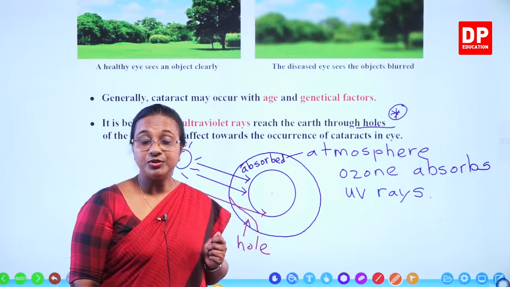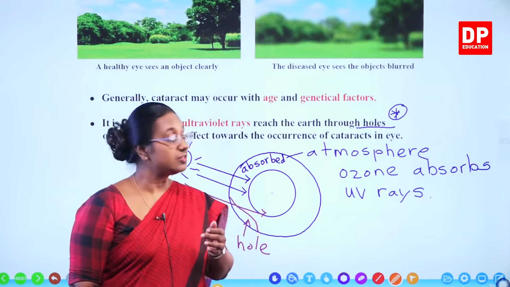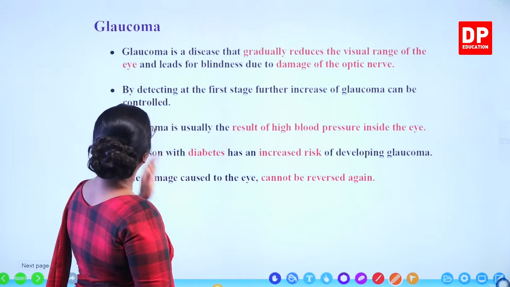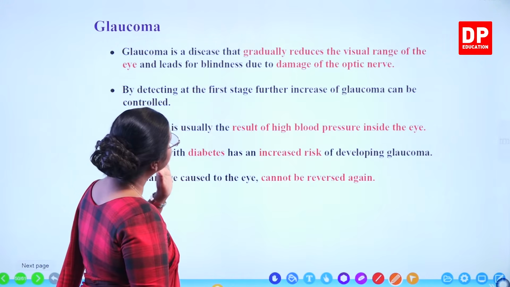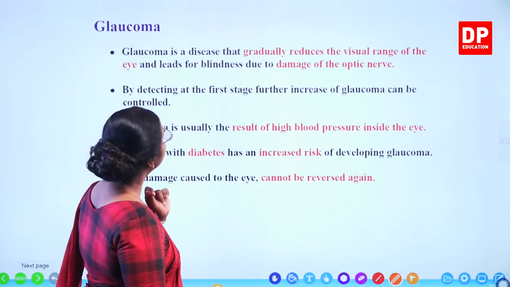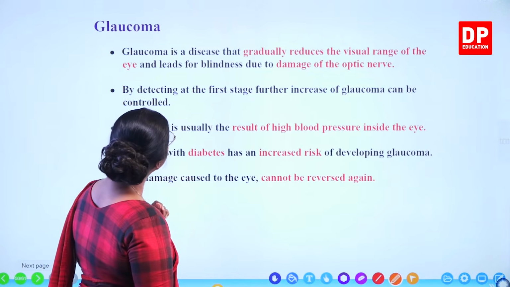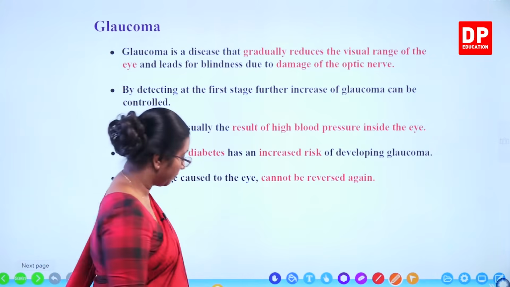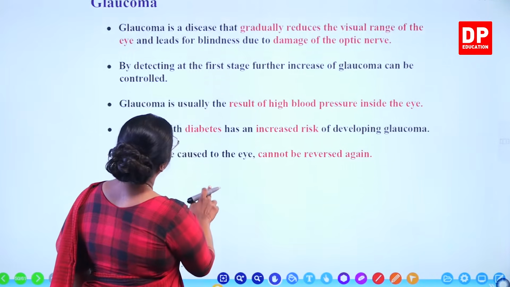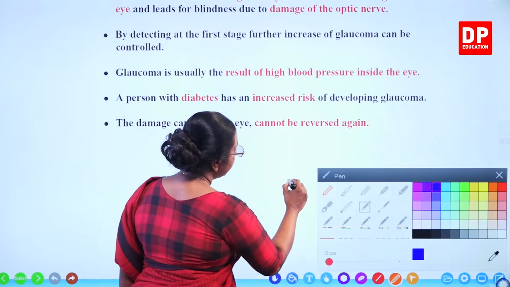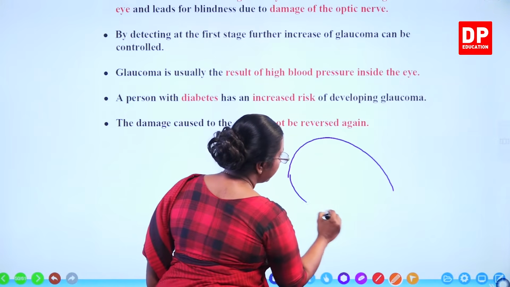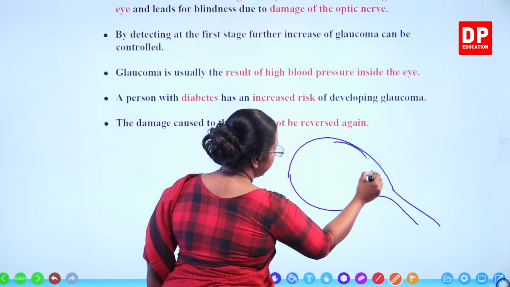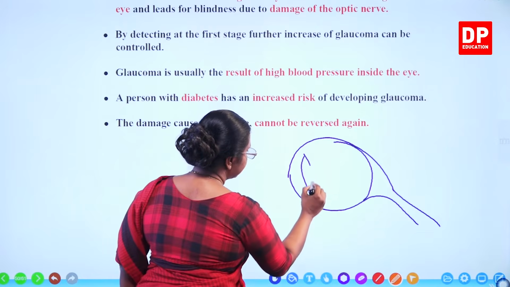Now I will move on to the second type, that is glaucoma. So glaucoma. Glaucoma is a disease that gradually reduces the visual range of the eye and leads for blindness due to damage of the optic nerve. I will explain that to you all. So here you all know this is the eyeball and here is the optic nerve. Here is the retina and we have the lens there.